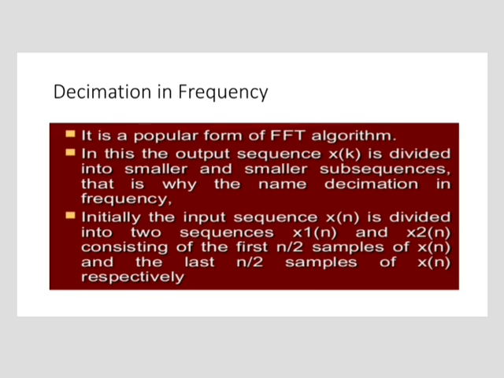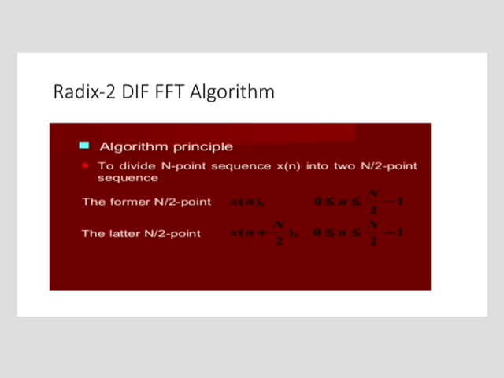Initially, the input sequence x of n is divided into two sequences x1 of n and x2 of n, consisting of the first N by 2 samples of x of n and the last N by 2 samples of x of n respectively. So the radix 2 FFT algorithm principle is to divide the N point sequence into two N by 2 point sequences. So the former N by 2 points are x of n, where the value of n ranges from 0 to N by 2 minus 1, and the latter N by 2 sequence is x of n plus N by 2.